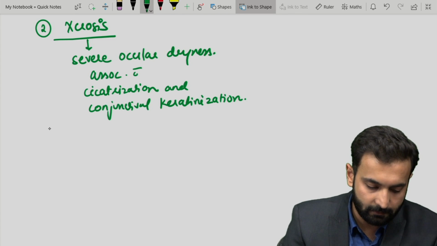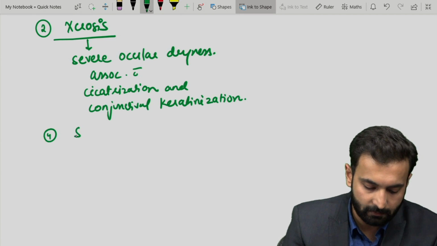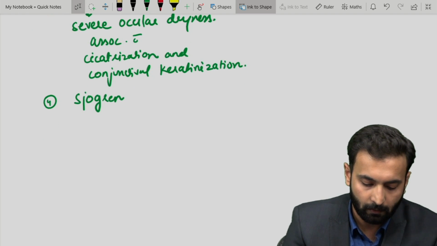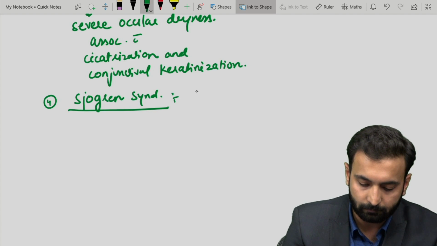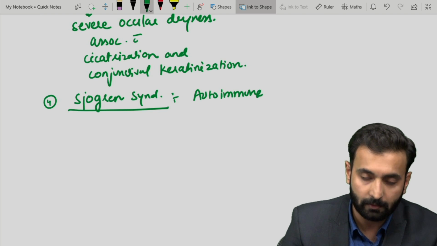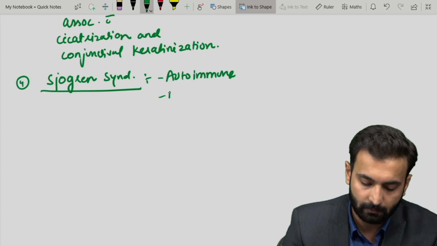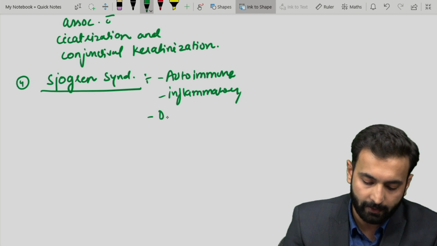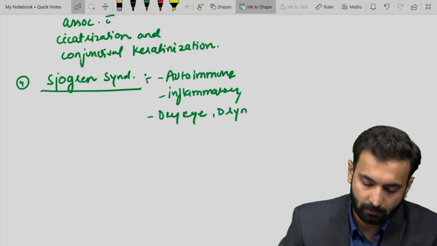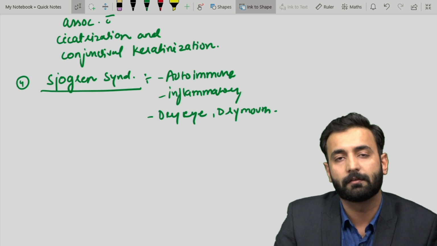Now after discussing xerosis, what is Sjogren syndrome? You have heard of Sjogren syndrome. It is an autoimmune inflammatory disease of which dry eye and dry mouth are clinical features.